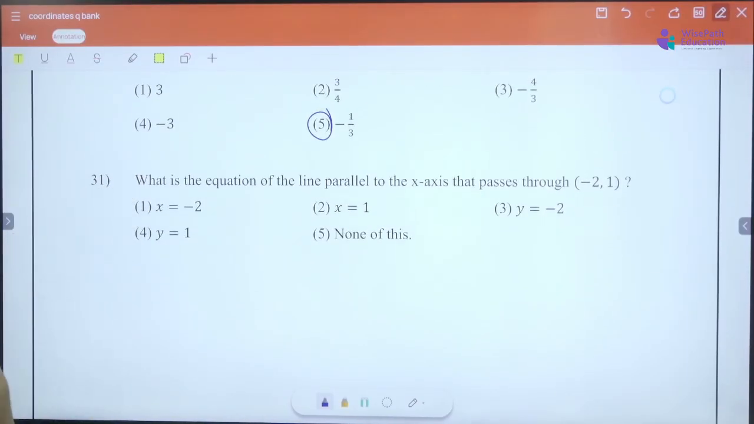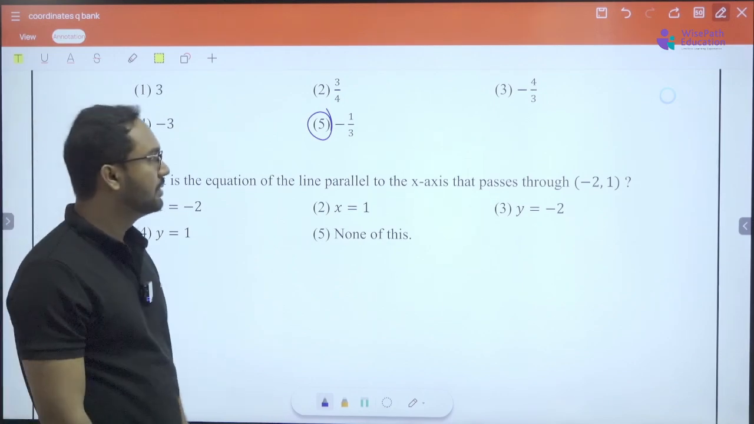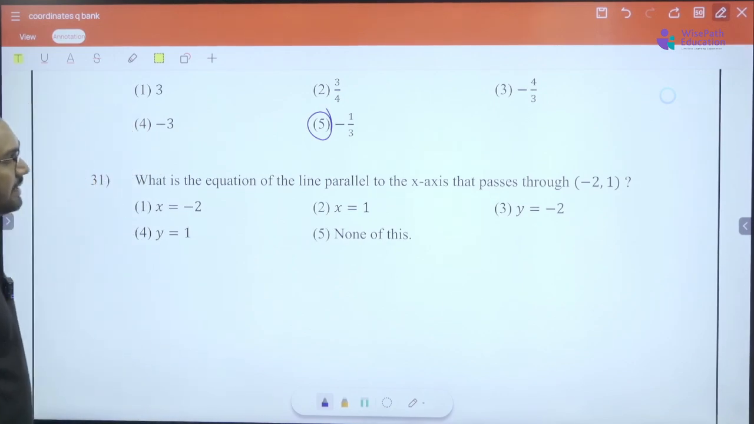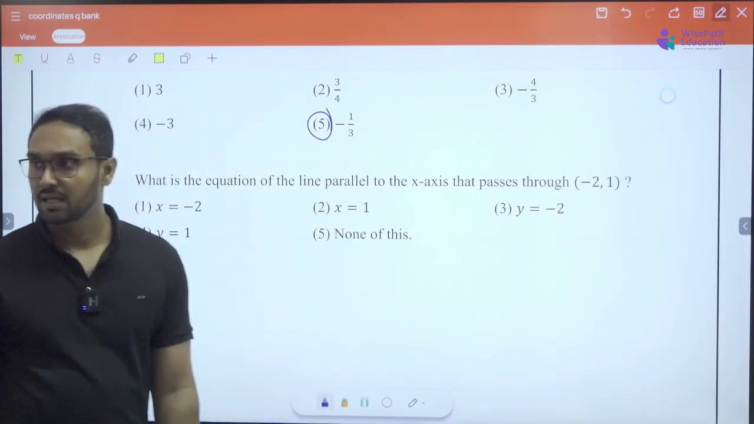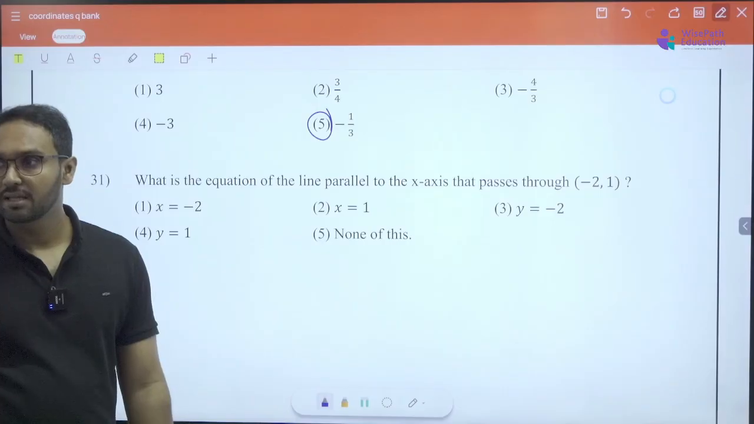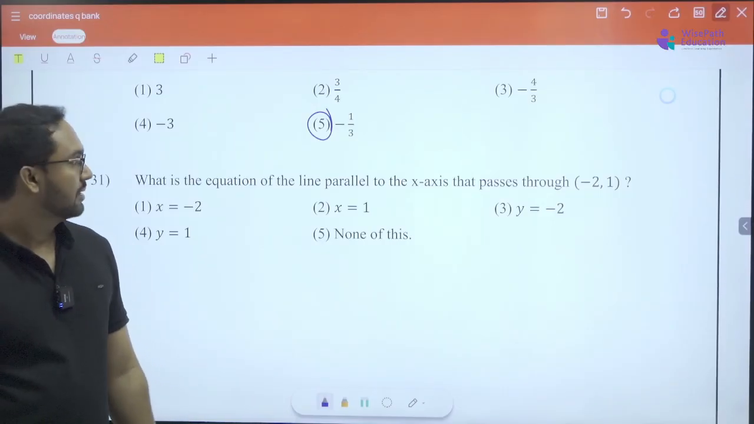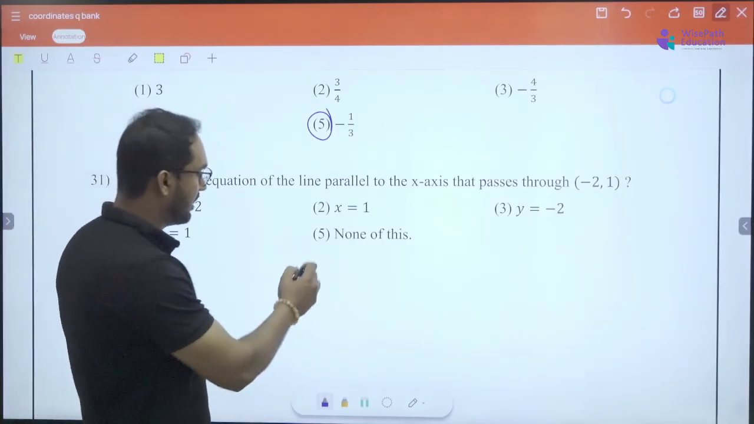What is the equation of the line parallel to x-axis that passes through -2 and 1, right? දැන් මේකේ equation එක හොයන්න නම් ඔයා මොකද දාන්න ඕන? හැබැයි gradient එක ඕන. What is the equation of the line parallel to x-axis? Parallel to x-axis නම් gradient එක කීයද? gradient එක කීයද? නෑ x-axis එකට parallel line එකක් මේක.